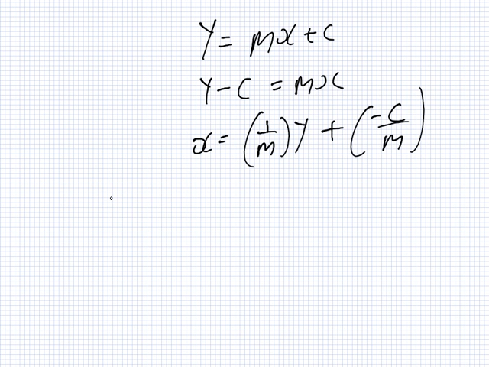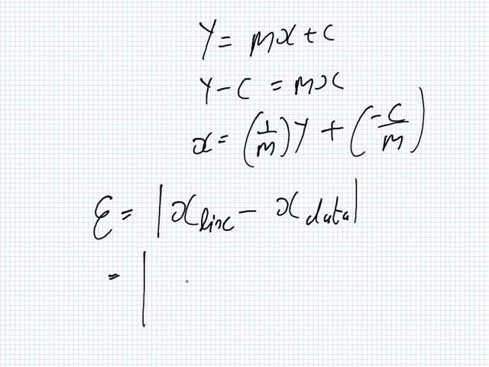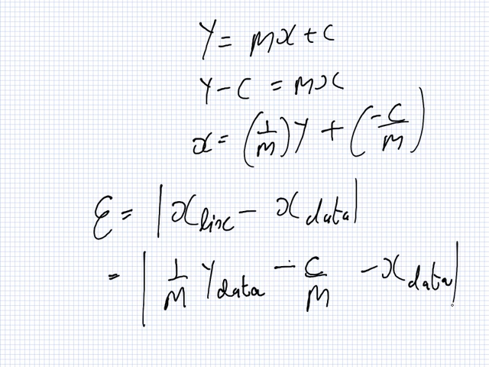So then to get the residual this time, it will be absolute x for the line minus x for the data, which in this case will be absolute 1 over m y for the data, minus c over m minus x for the data. That gives me the horizontal residual. Okay, can I continue then?